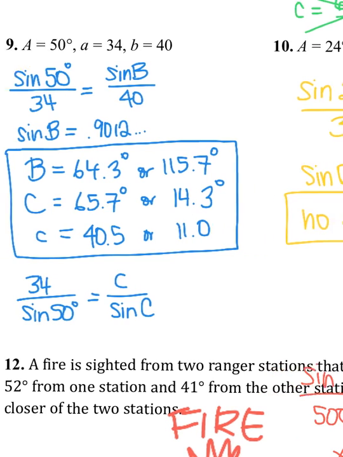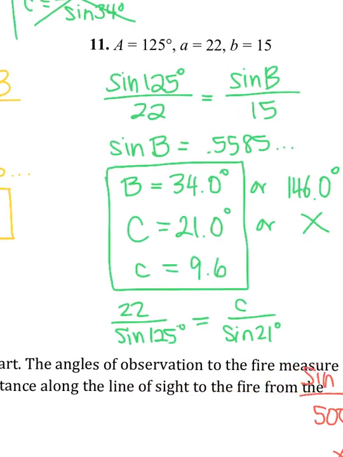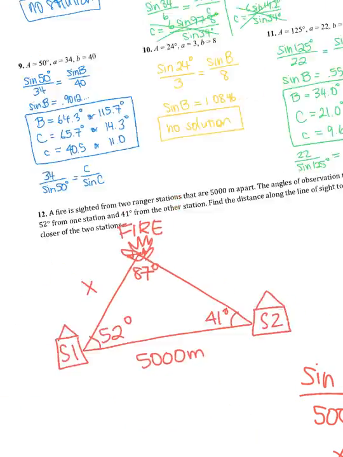All right, for number 10, this was no solution. No solution. All right, and number 11, this was just one solution. You can see my work there. And the one solution that worked was angle B is 34.0 degrees, angle C is 21.0 degrees, and side C is 9.6.